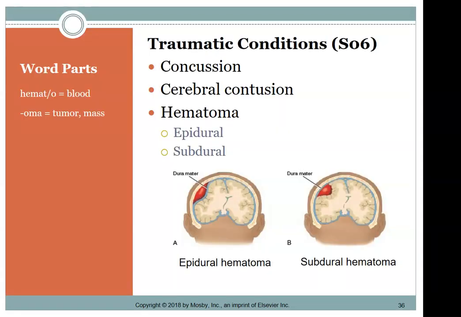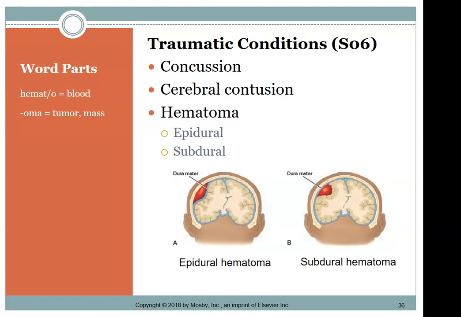Traumatic conditions, code S06. Concussion is a serious head injury characterized by one or more of the following: loss of consciousness, amnesia, seizures, or a change in mental status. A cerebral contusion is a head injury of sufficient force to bruise the brain. Bruising of the brain often involves the brain's surface and causes an extravasation of blood without rupture of the pia arachnoid. It is often associated with a concussion.